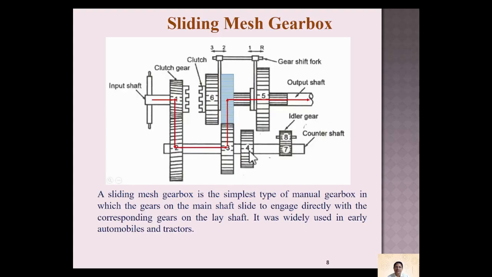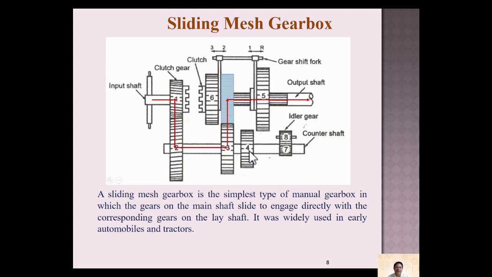Sliding mesh gearbox: from the name itself you can say that the gears can be slid over the shaft. So the clutch will engage and disengage, then the output shaft is there, and we have the input shaft. Different gears are arranged here, and you can find the red arrow showing how the power is transmitted from the input shaft to the output shaft. The input shaft is fitted with the clutch gear, which is engaged or disengaged during pedal pressing.